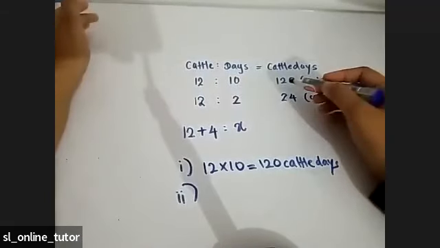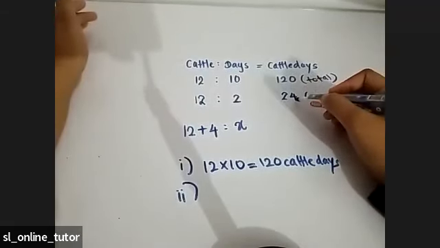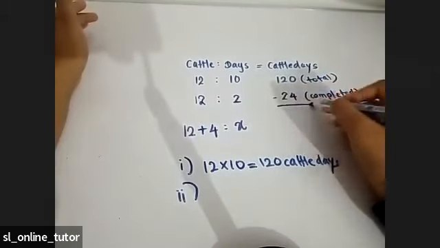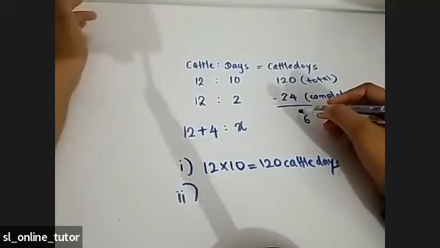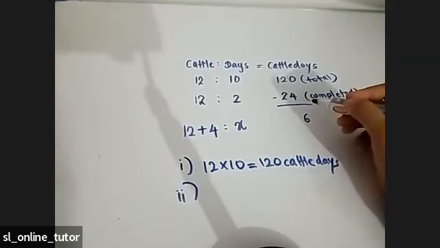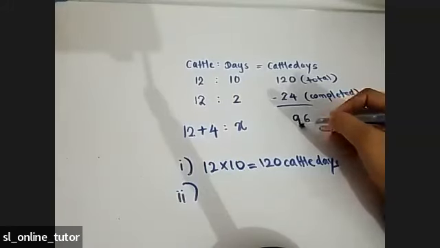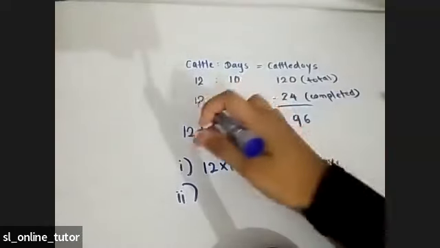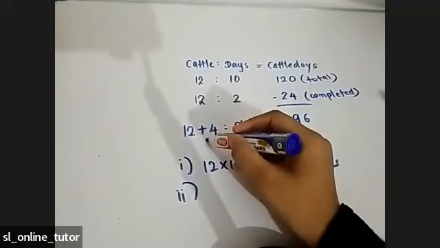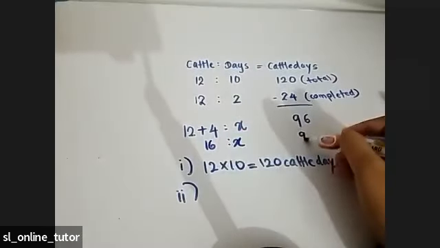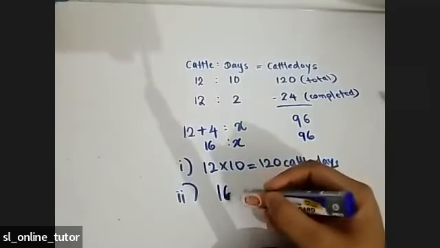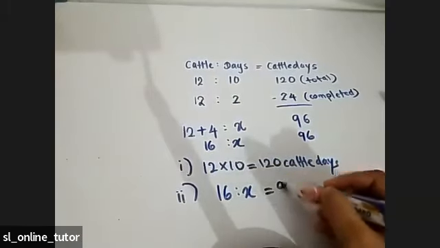So now 120 we had, 24 is over. So how many cattle days are remaining? 96. 120 minus 24 means you get 96, right? Yeah, teacher. 96 is remaining. Now you know the answer. 12 plus 4, you are getting 16. 16 is to x, equal to 96.